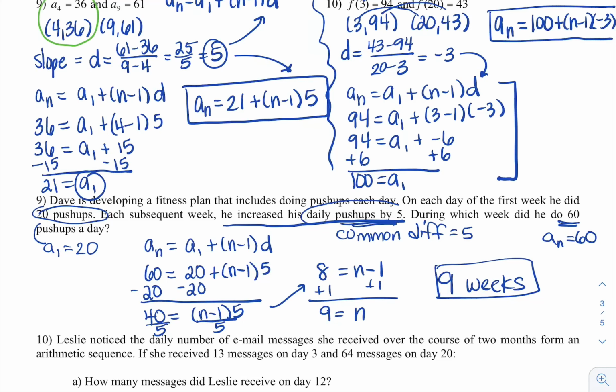And again, that's based on the fact that I have a constant difference, and that's what tells me it's an arithmetic sequence.